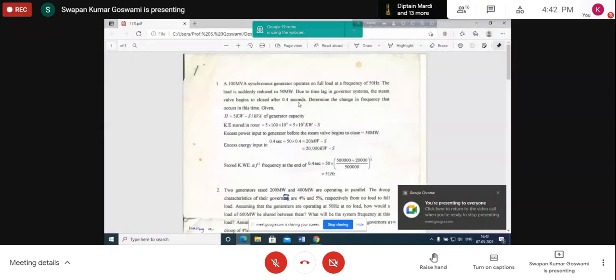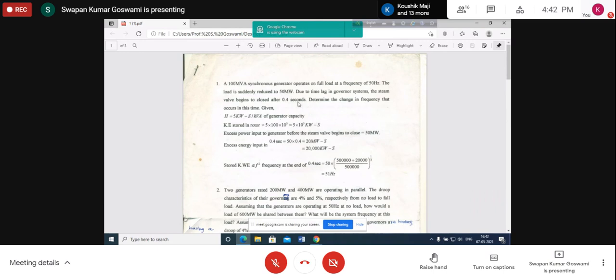Time was 0.4 seconds. So during this 0.4 seconds, what happens? The input remains fixed, output is reduced, so excess power will be there. That excess power obviously will increase the speed of the generator. That increase in speed will be sensed by the governor, and as a result the governor will reduce the opening of the steam valve. So what you have to do here is determine the change in frequency that occurs in this time. During this 0.4 seconds, which is required for the governor to initiate the closing of the steam valve, how much is the frequency change? This has to be determined.